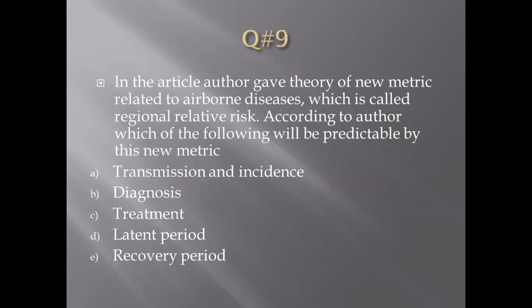Now, question number 9. In the article, the author gave the theory of a new metric related to airborne disease, which is called the regional relative risk. According to the author, which of the following will be predictable by the new metric? Transmission and incidence, diagnosis, treatment, D is latent period, E is recovery period. A is actually the right answer. Transmission and incidence of the airborne disease can be predicted according to the author.